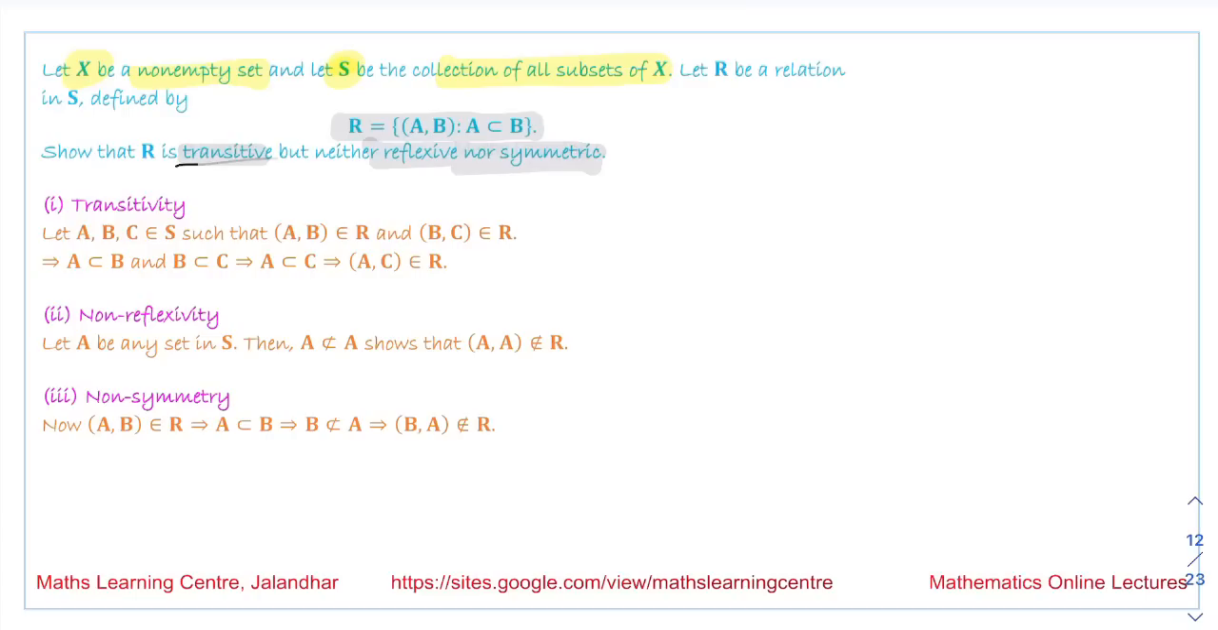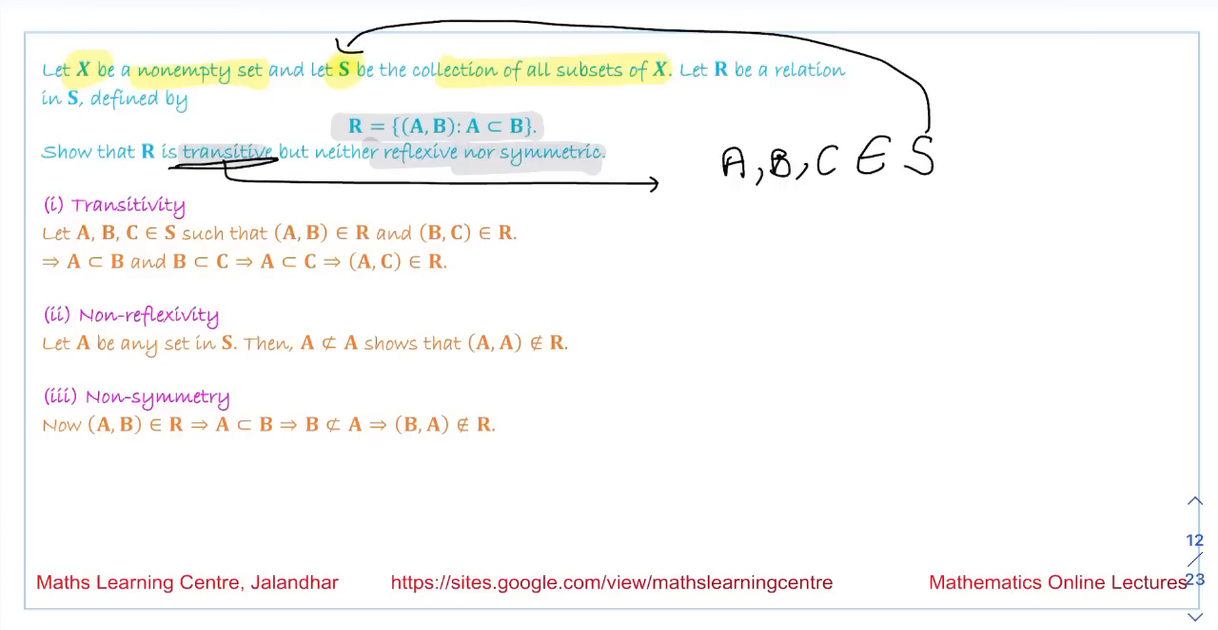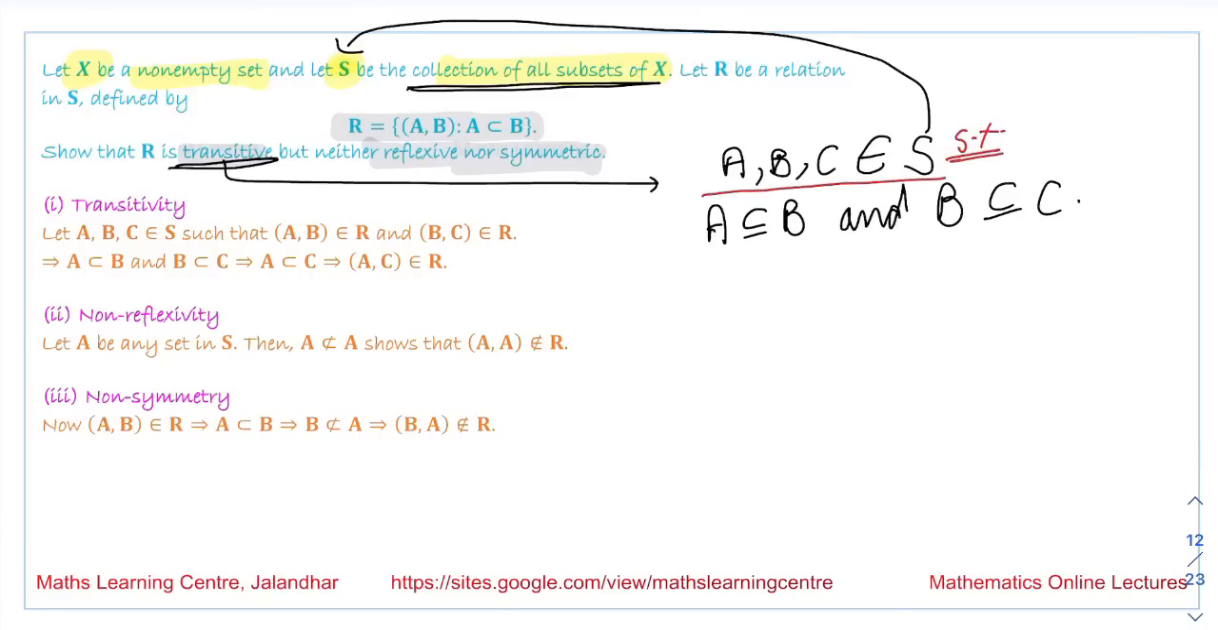So first of all, we have to prove that this relation is transitive. We are considering any three sets A, B and C which belong to this collection S. Collection S is basically the power set, the collection of all subsets of X. We are taking A, B, C belongs to S such that A is related to B and B is related to C. This implies A is a subset of B and B is a subset of C, and this implies that A is a subset of C.